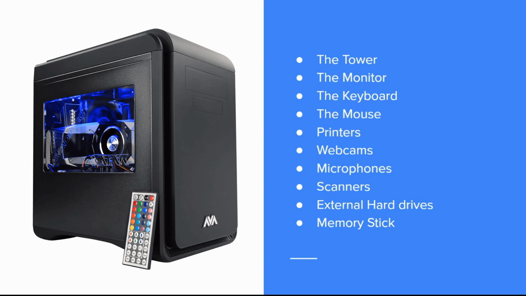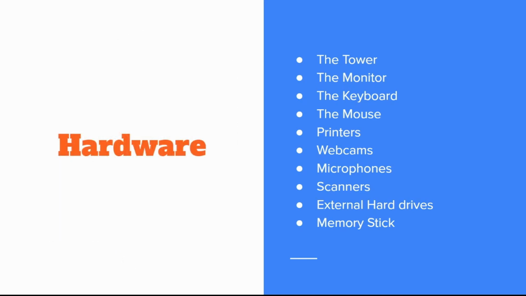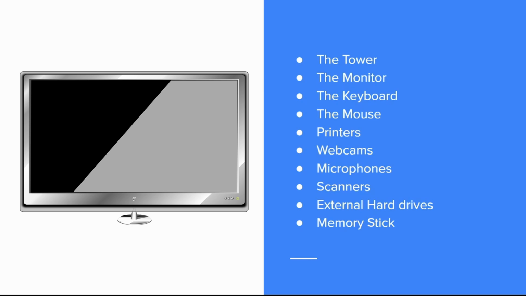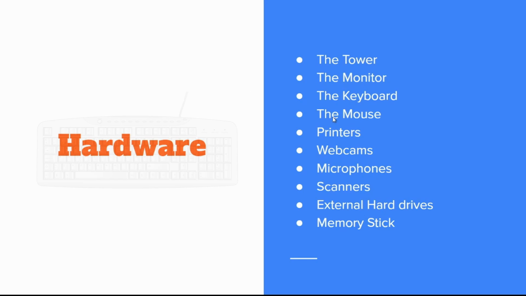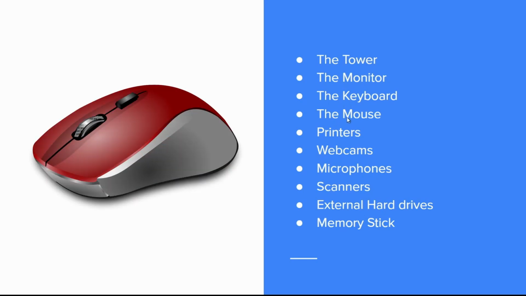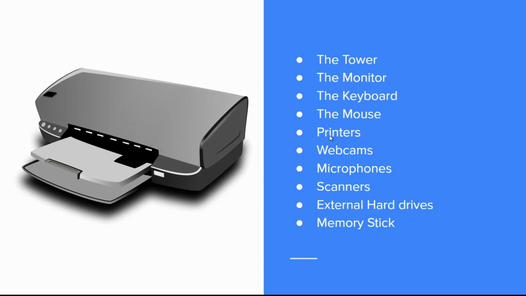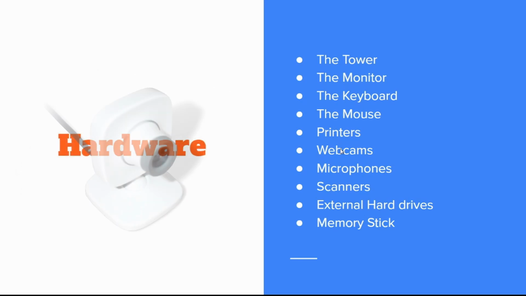And then if it becomes smaller, then it's a laptop already. There's the monitor, where we see the screen. And then there's the keyboard. Next is the mouse. Printers, with which we print out our documents, even pictures. Webcams. This is the one that we're using now.